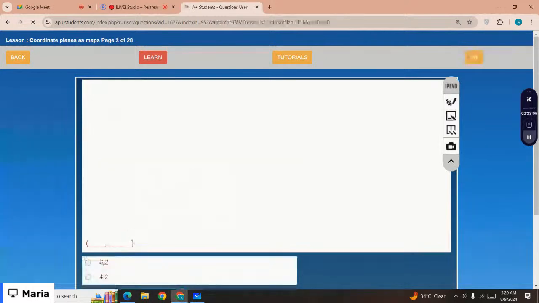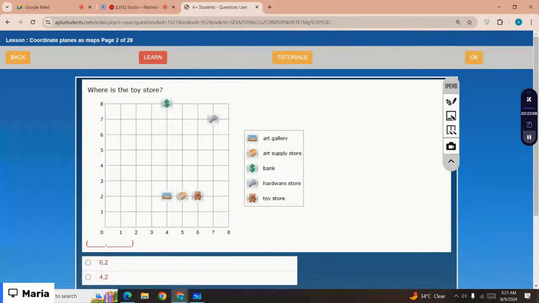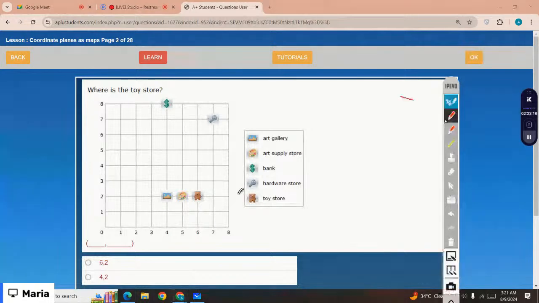Okay, the next one is, where is the toy store? You have to see the toy store, right? Basically, writing the coordinates on every point is difficult. If you write the coordinates on every point, then you cannot understand the graph. So here are the marks you need to find.